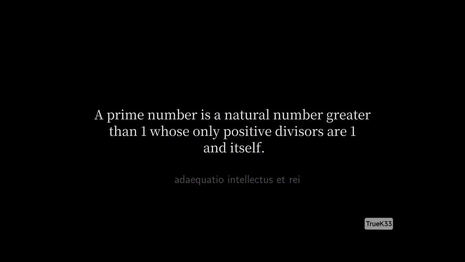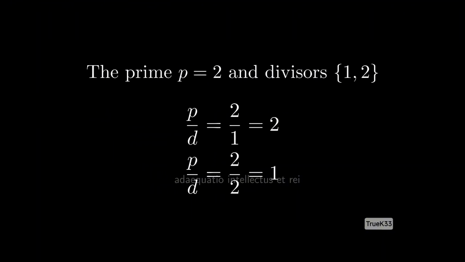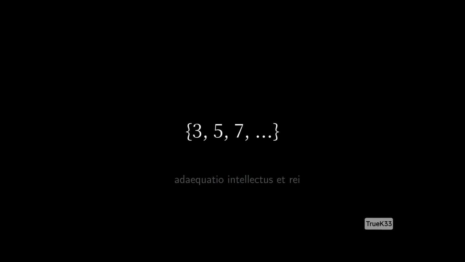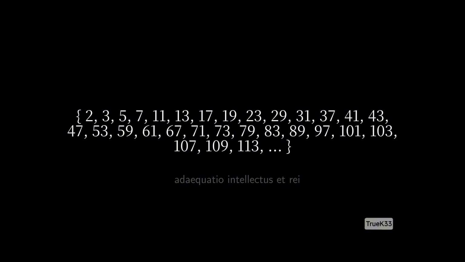Before I state the theorem, let's recall what a prime number is. A prime is a natural number greater than 1 that has exactly two positive divisors, 1 and itself. For example, 2 is prime because its only divisors are 1 and 2. The same holds for 3, 5, 7, and so on. And if we look further, we find there are infinitely many primes.